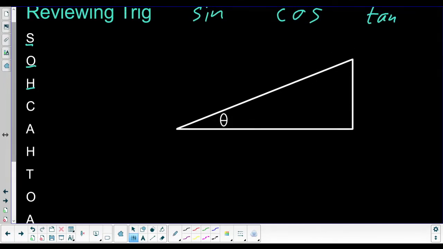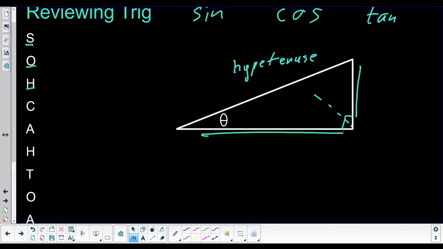So let's name some sides real quick. The diagonal side, the longest side that's straight across from the 90-degree angle, has a special name. It's called the hypotenuse. Then there are two other sides. These are called the legs of the triangle, but we need to distinguish one leg from the other. So we often call these either the opposite side or the adjacent side.